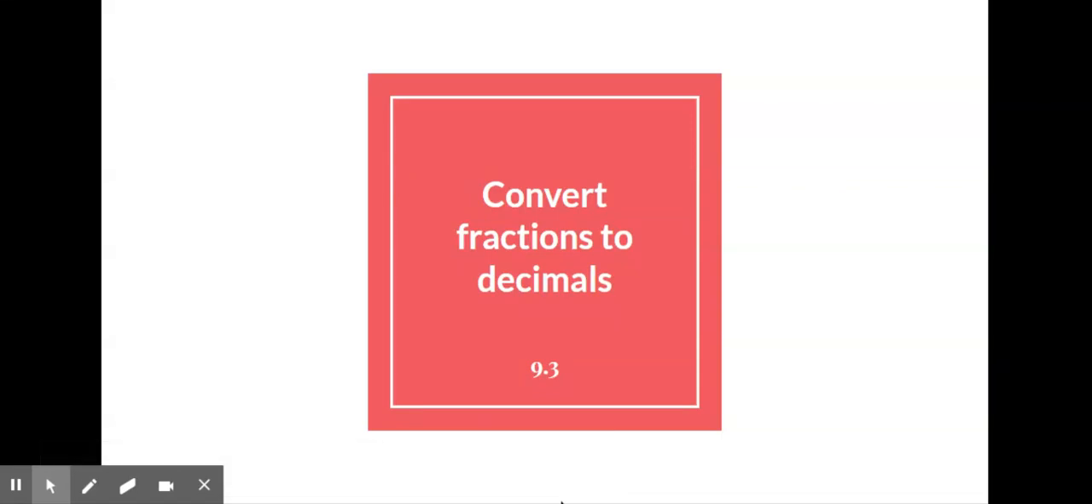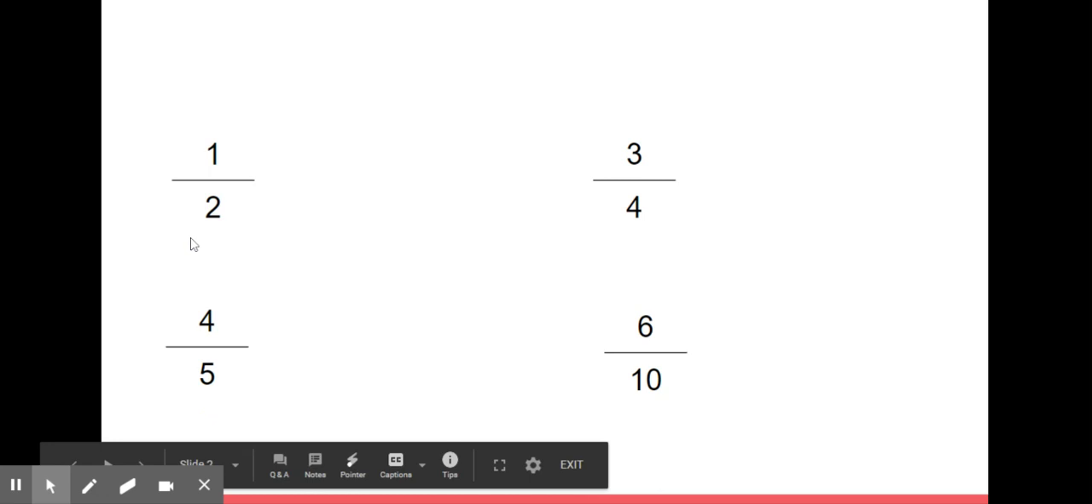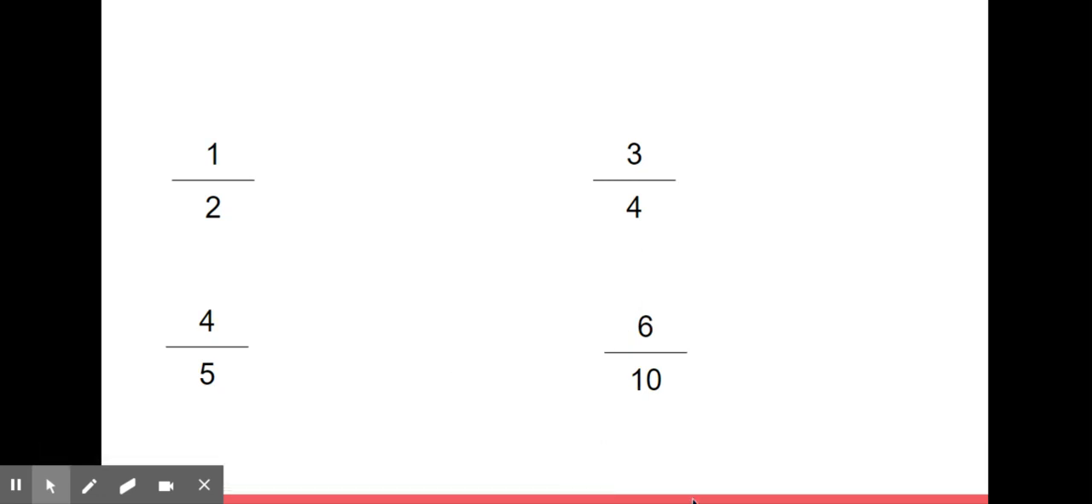We're going to look at converting fractions to decimals. Today you'll need a calculator, and I want you to use your calculator to divide the numerators of the following fractions by the denominators. So for example, here you'll take 1 divided by 2, 3 divided by 4, 4 divided by 5, 6 divided by 10. Pause the video if you need to. Do each of those and write down the answer that you get.